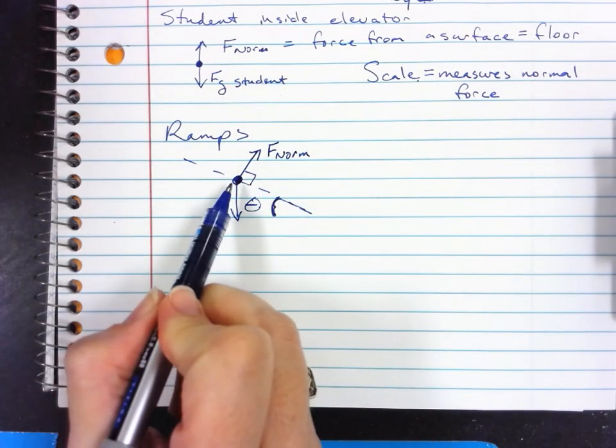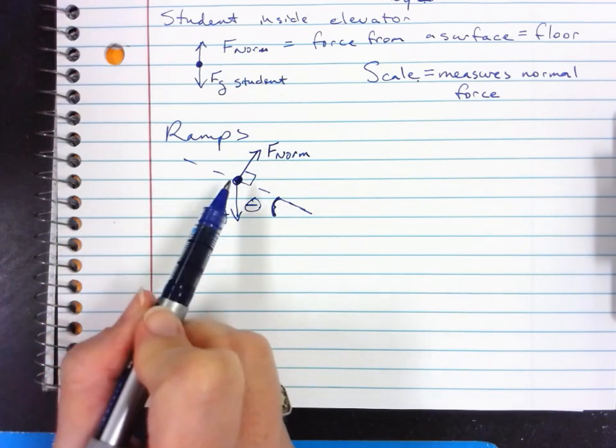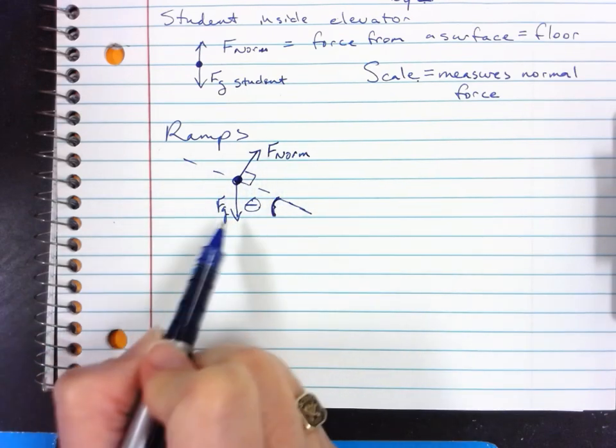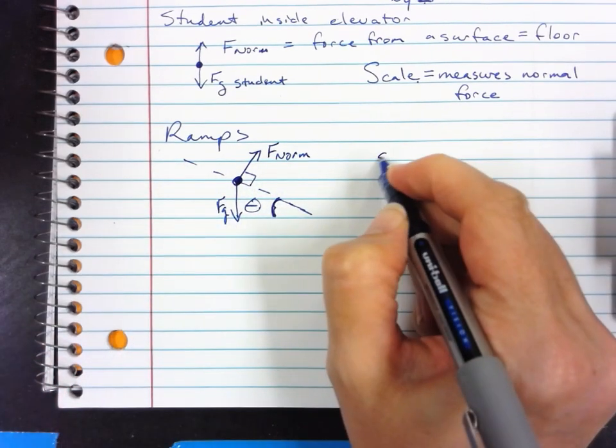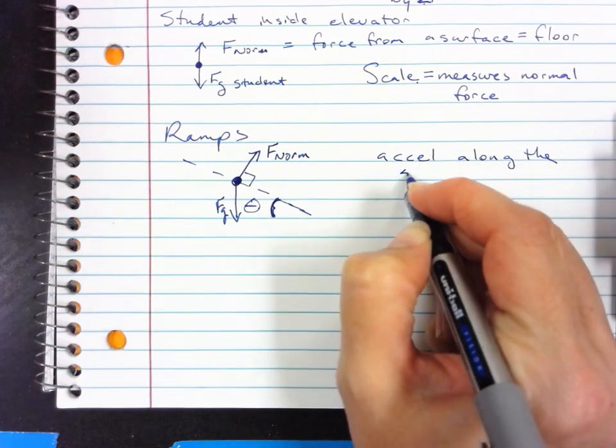Now this object is going to possibly accelerate down the ramp, slide at constant velocity down the ramp, accelerate up the ramp, slide at constant velocity up the ramp, or stay in place, depending on what other forces are involved. So we are going to accelerate along the surface.